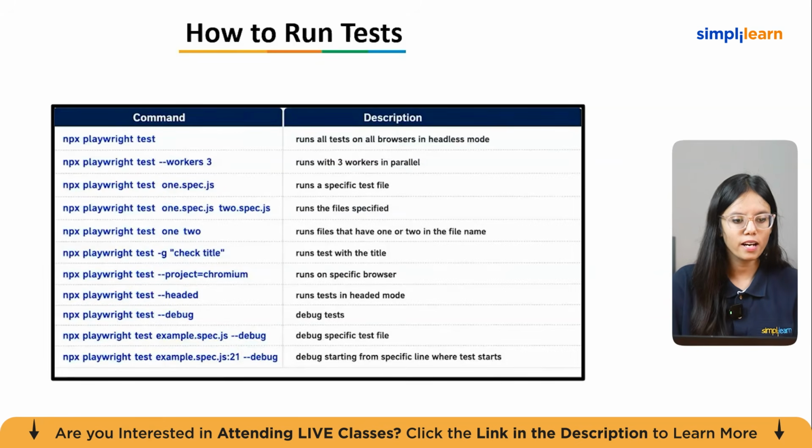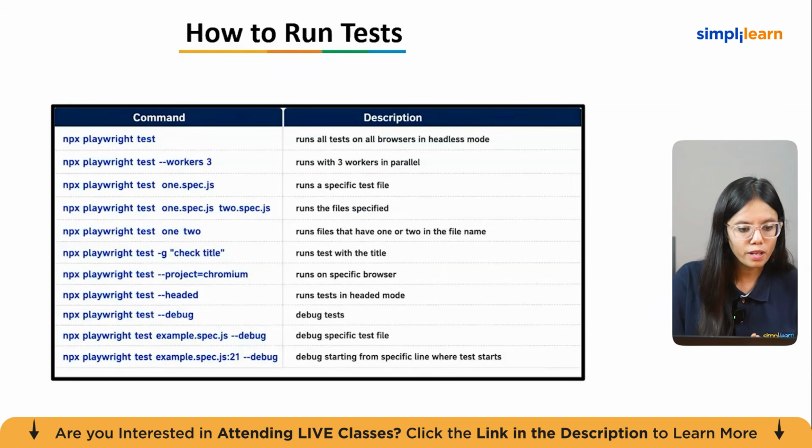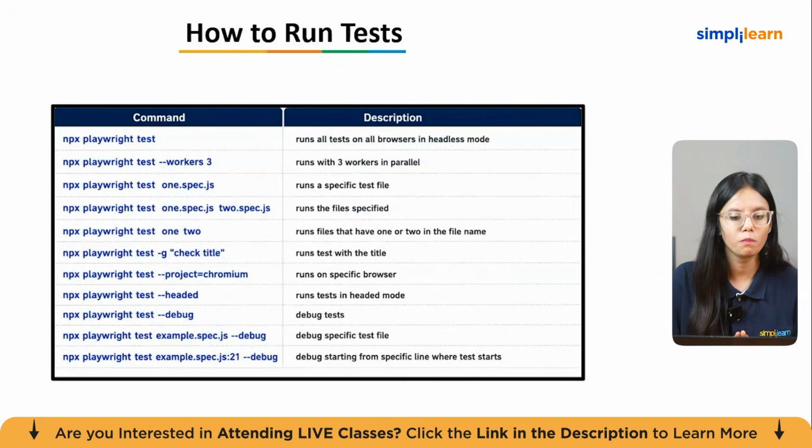The next command is npx playwright test 1. It means it will run the specific test file. Next, npx playwright test 1.spec.js 2.spec.js runs the files specified here. The next is npx playwright test 1 2, which runs files that have 1 or 2 in their file name. Whatever you give after test, like your file name or anything, that particular file will be run.